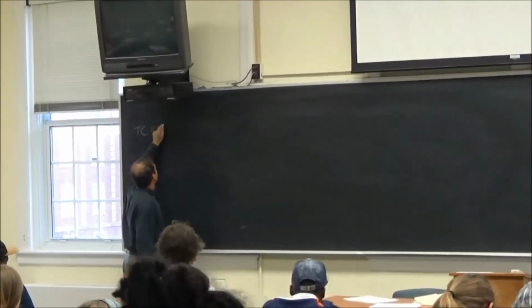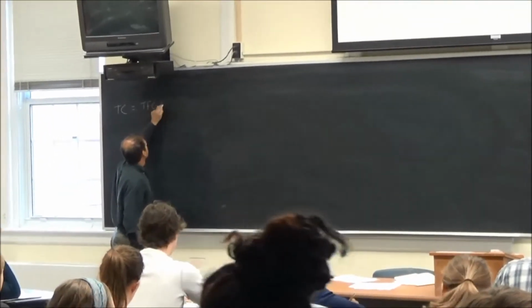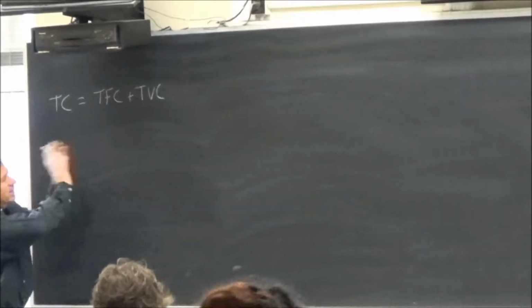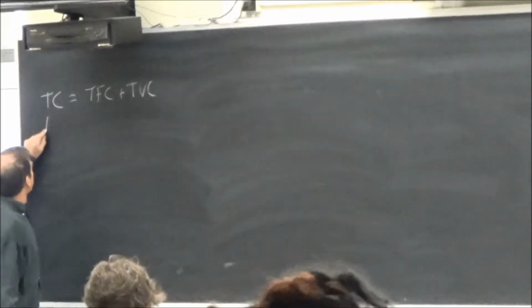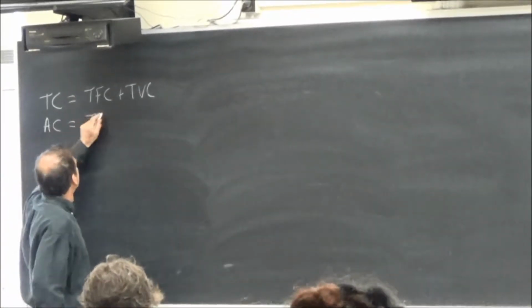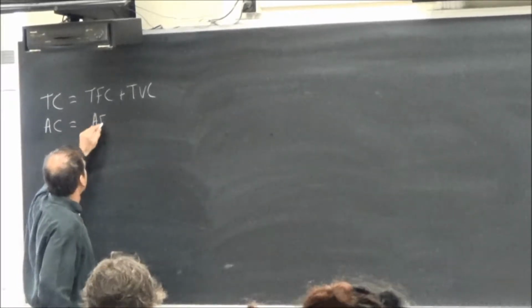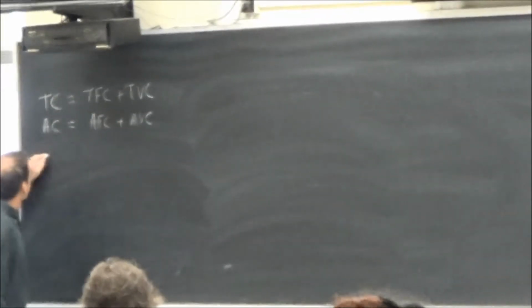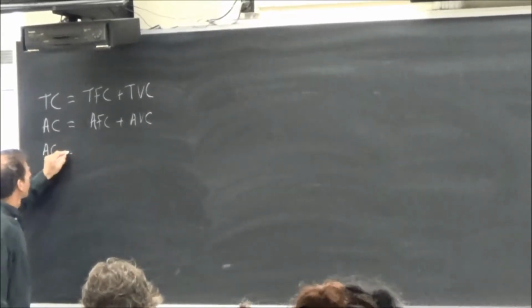is just your total fixed cost plus your total variable cost. And we went over all of the definitions of these average costs and the fixed cost and the variable cost. We went over all this stuff, and then we went over the different ways that you can measure cost.